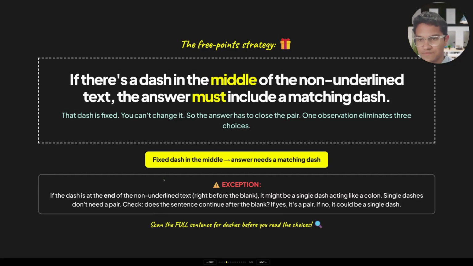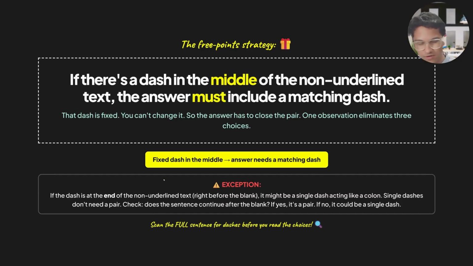So what's the strategy here? If there's a dash in the middle of the non-underlined part in the text, which is where you put in your answer, the answer needs to include a matching dash. The dash is always going to be fixed. You need it. It's always going to be open and close. So the answer has to have the pair. With this one observation, you can quickly eliminate 3 other choices. The only exception is to check if the single dash is acting like a colon, and in that case, it doesn't need a pair. So just be careful of that.